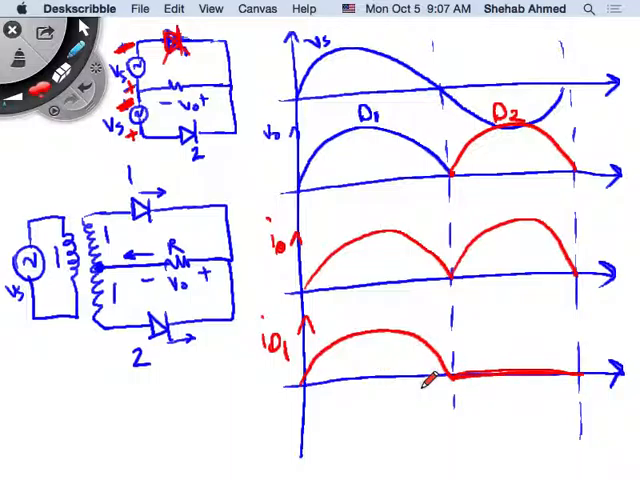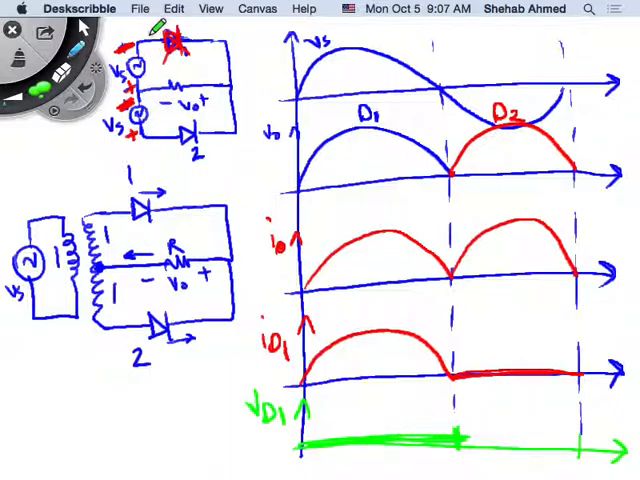How about the voltage across any of the devices? Now that's the important part. Voltage across the device. So let's see what's happening. Let's say we're in the positive half cycle. So in the positive half cycle, ID1 is conducting. So good, the voltage across it is 0. That's good. So this is V across D1. It's 0 in the positive half cycle.